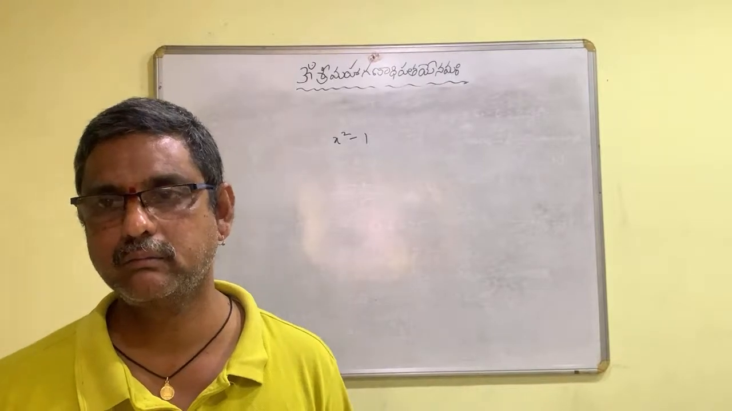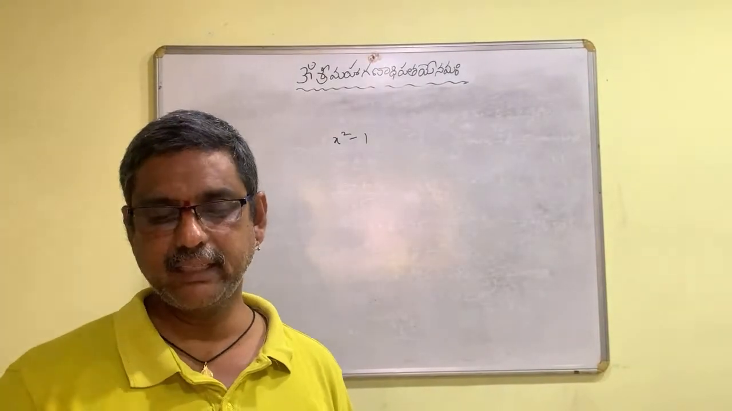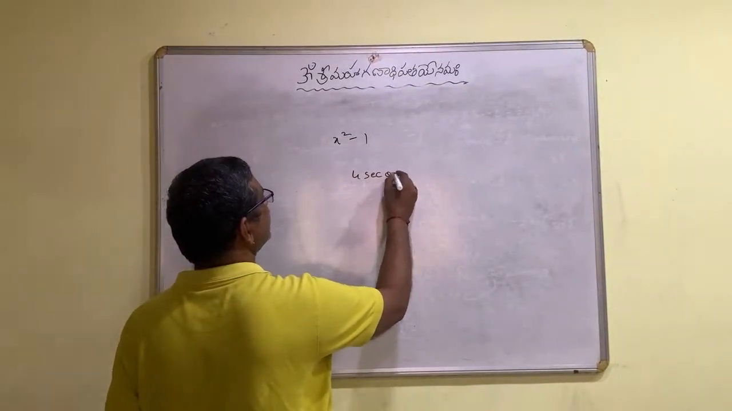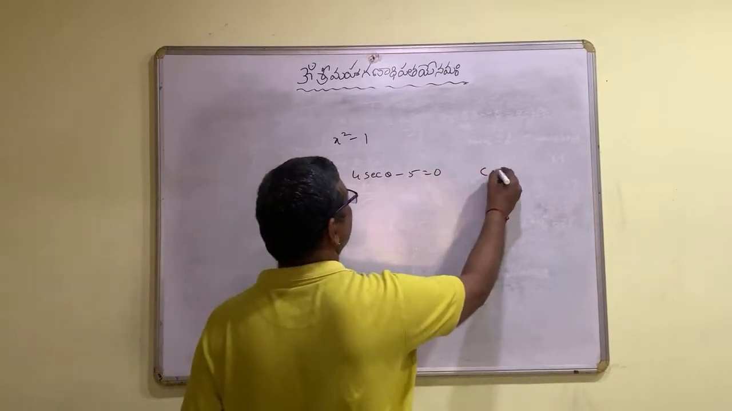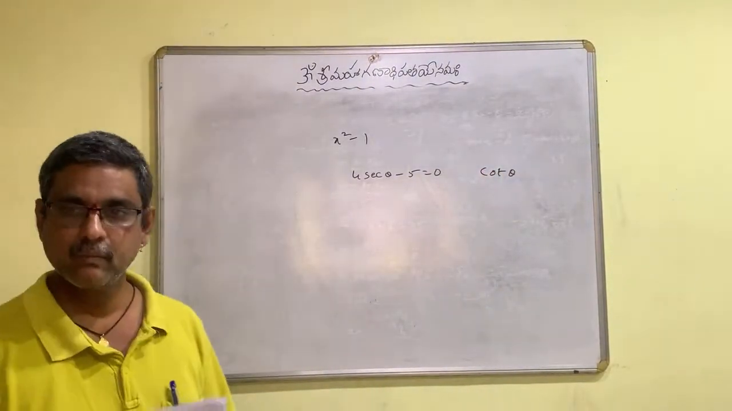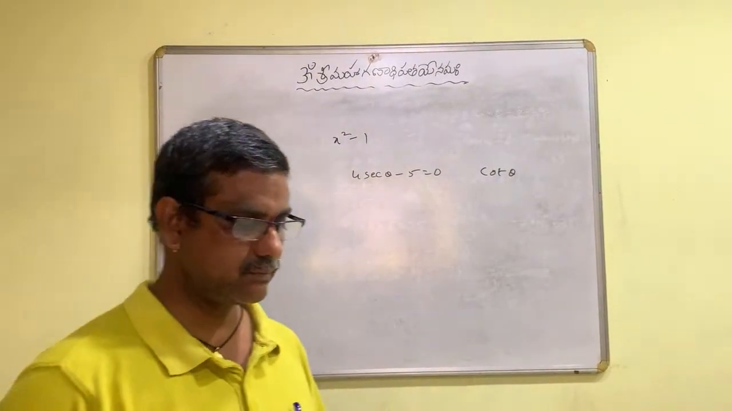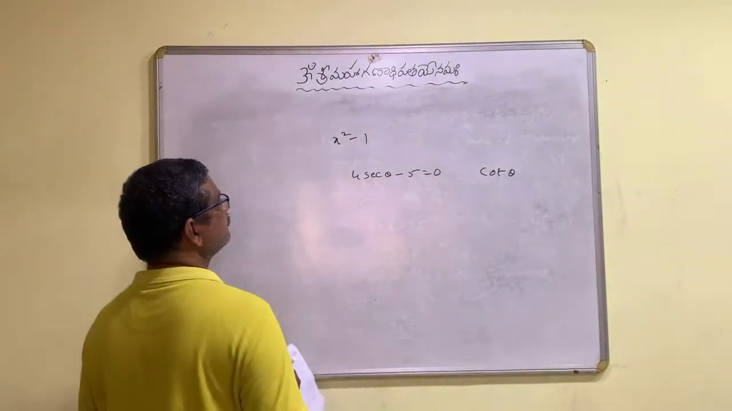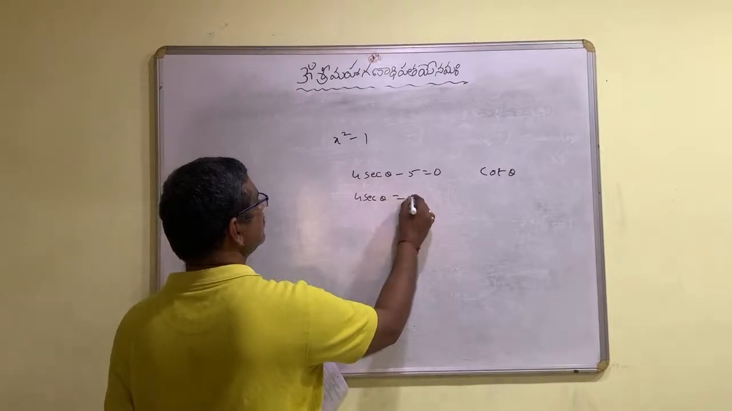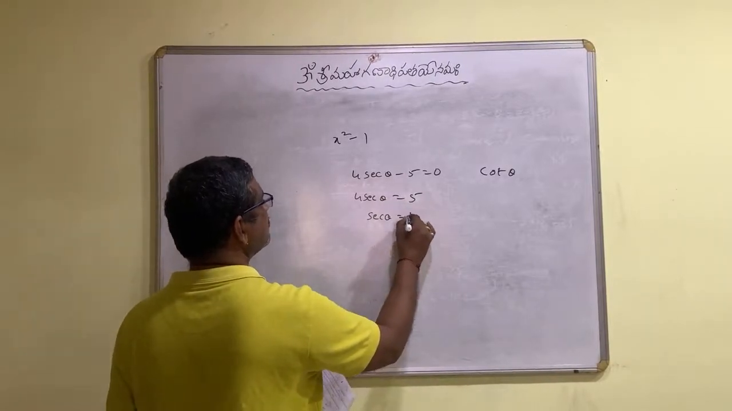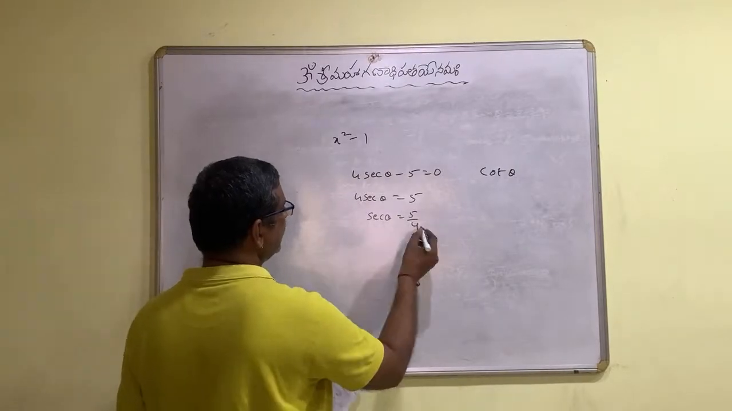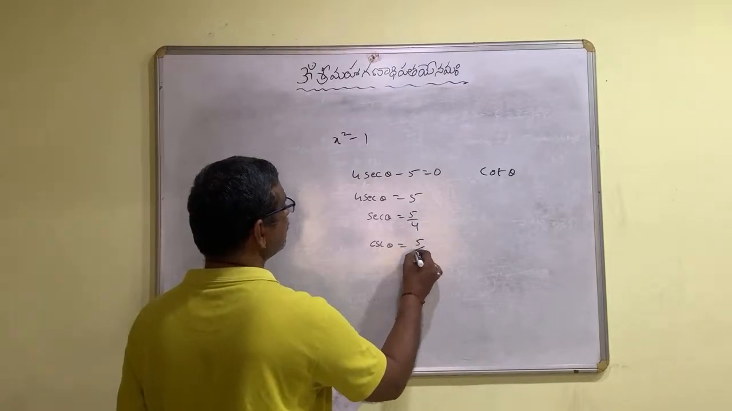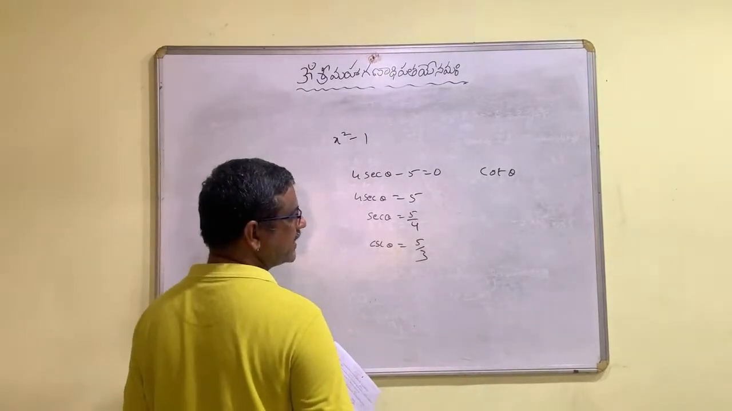13th question. 4 secant theta minus 5 is 0. He is asking to find out cot theta. 4 secant theta is 5, so secant theta is 5 by 4. If secant theta is 5 by 4, then cosecant theta is 5 by 3. Is that right?